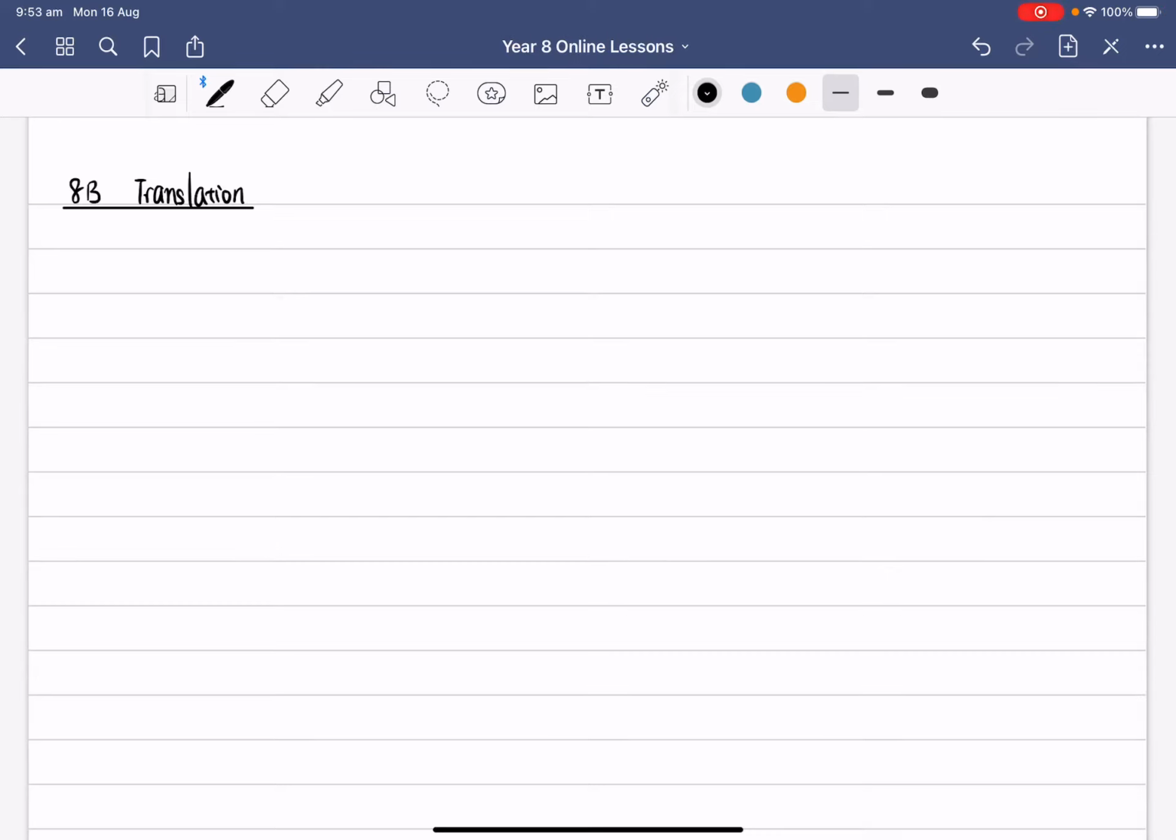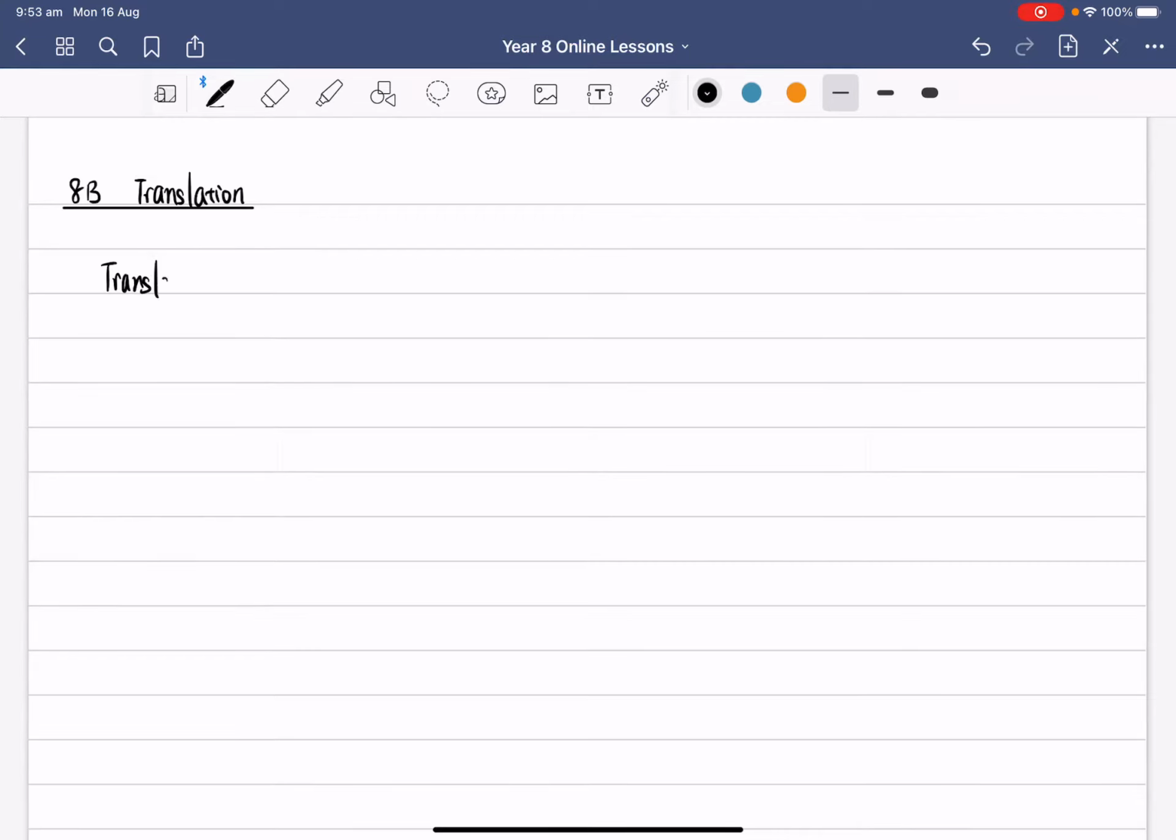Okay, so in this lesson we're going to start with exercise 8b, translations. From the last lesson, we talked about how translation is one of the isometric transformations that involves just shifting the object by a given distance in a given direction. So we'll start with the definition first.